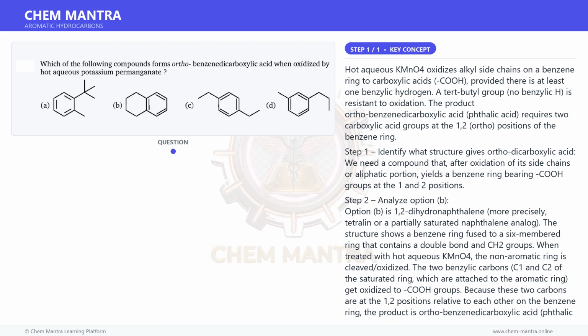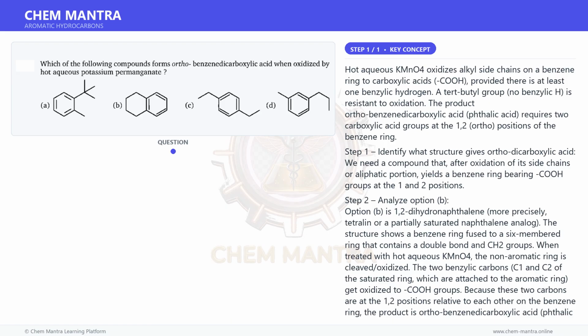Step 3. Why other options fail? A. Ortho-tert-butyl toluene. The tert-butyl group has no benzylic hydrogen and cannot be oxidized by KMnO4 to COOH. Only the methyl group would be oxidized to give a monoacid, an ortho-toluic acid derivative with one COOH, not a dicarboxylic acid.